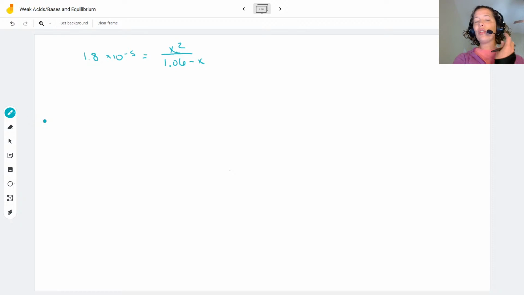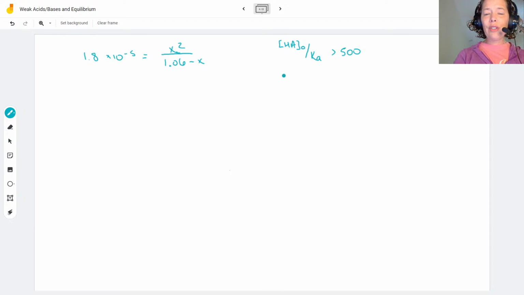Now, a lot of people just use the 5% rule, which is totally fine. But there's a test you can run at this point, before you have solved for x, to see if you can drop the minus x that I like to do. So I like to run both. Okay, so for this first test, it's my initial concentration of acid over Ka. And if that is greater than 500, then I can drop that minus x term.